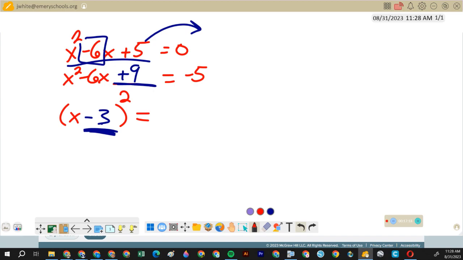What does that mean? We turned a quadratic that is not a perfect square trinomial into a quadratic that is a perfect square trinomial. But what happens when I add 9 to that equation? The balance is broken. And what happens when there's no balance?